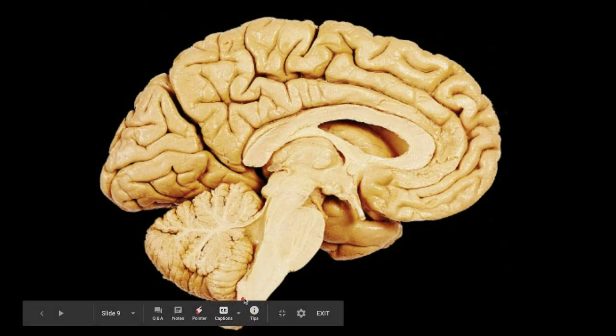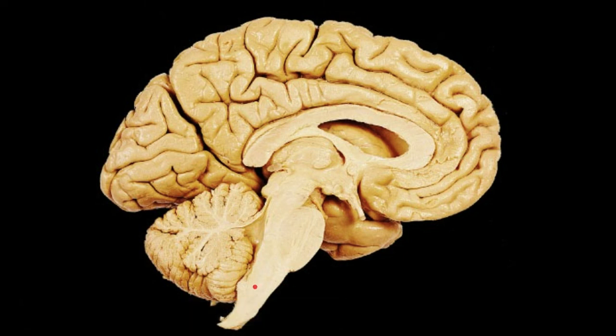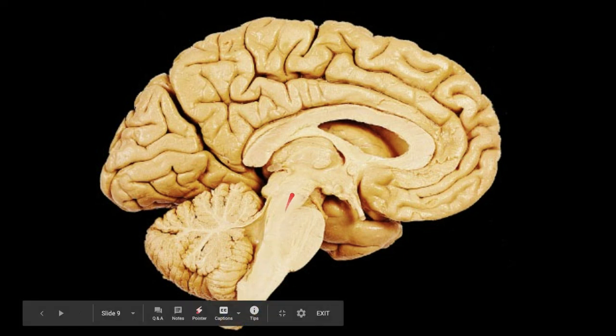Down here, we would have the spinal cord, and just like the rest of the brainstem, it's mostly white matter where you have ascending sensory pathways and descending motor pathways.